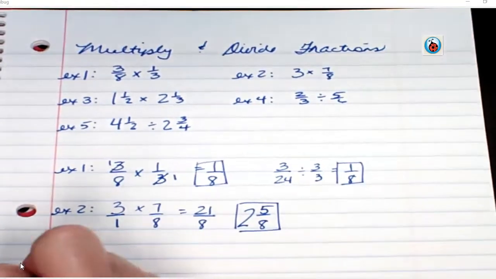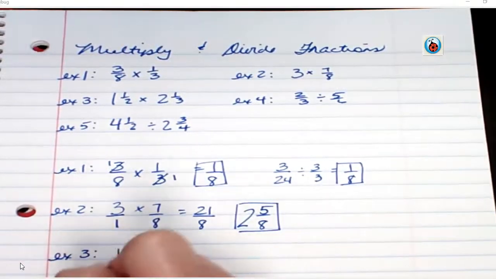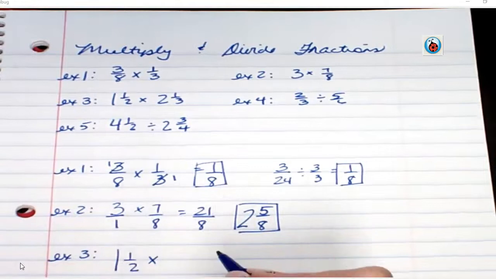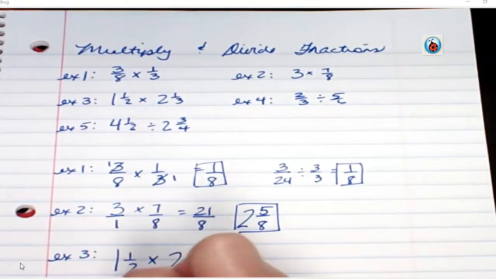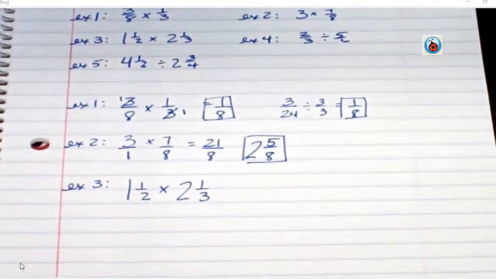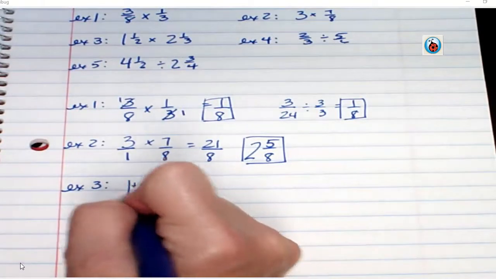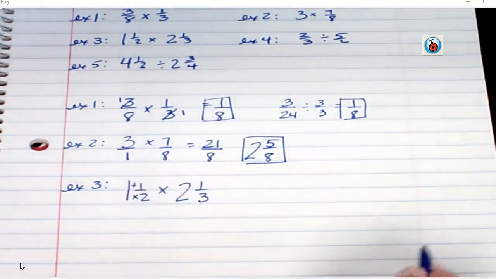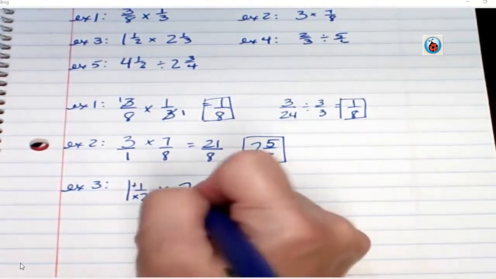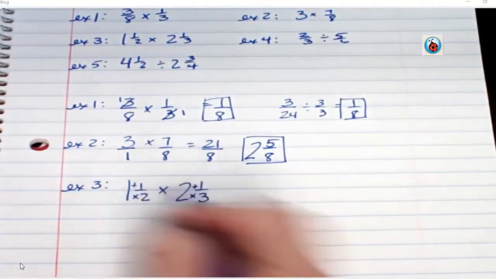Let's try one more multiplication. This time I'm going to take 1 1/2 and multiply it by 2 1/3. So the first thing I have to do is change it to an improper fraction. You do that by multiplying your denominator and your whole number and adding your numerator. This has also sometimes been referred to as the Texas method because you have your T and your X.